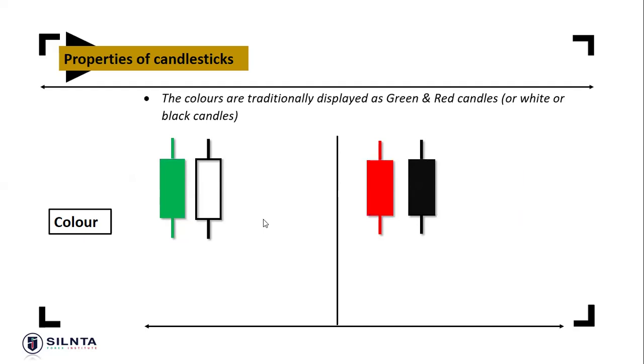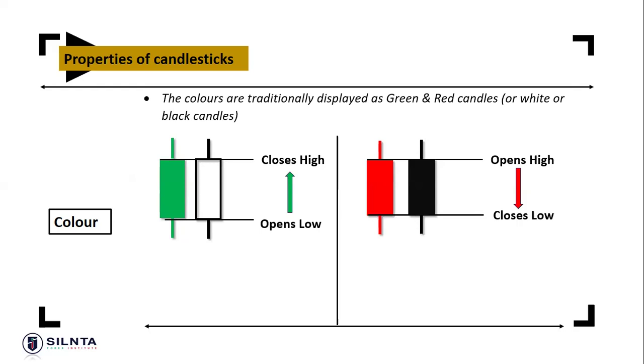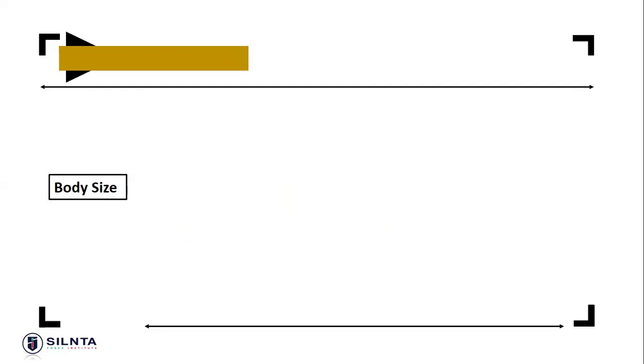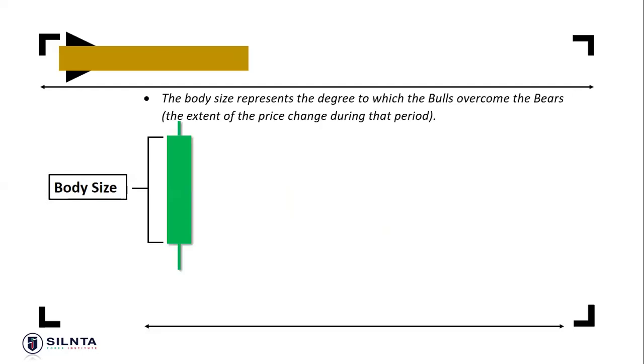Let's just take a step back. That is for a green candle, sometimes represented white. It opens low, it goes up, and then it closes high. Then for a red candle, it opens high, goes down, and closes low. So a bullish candle opens low and closes higher than the opening price, while the bearish candle opens higher and closes lower than the opening price.